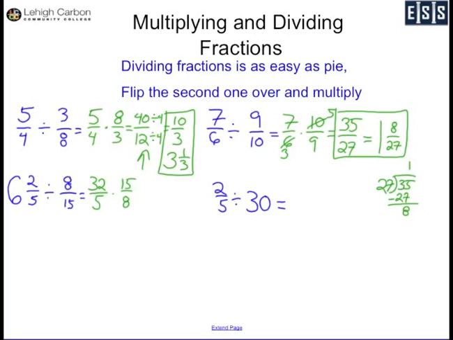Now this is one where using the reducing ahead of time can make your life a lot easier. Instead of doing 32 times 15, 5 and 15 both divided by 5, I get 1 and 3. 32 and 8, I get 4 and 1. 4 times 3 on the top is 12. 1 times 1 on the bottom is 1. 12 over 1 is 12.